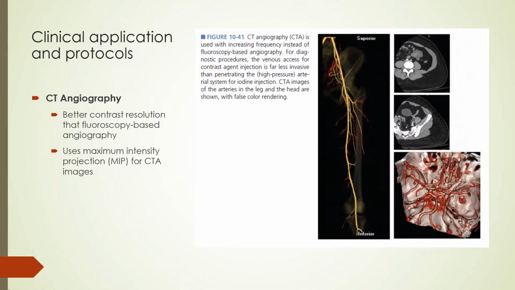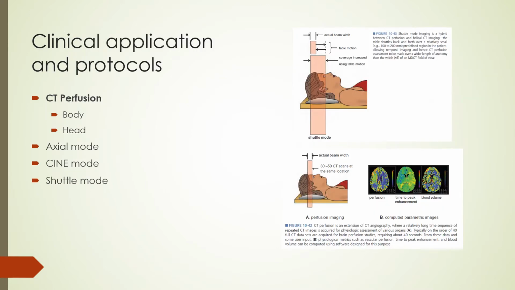The next application is in CT angiography or CTA. CTA has higher contrast resolution than traditional fluoroscopy-based angiography. CTA is contrast-enhanced CT, where the images are processed to highlight the vascular anatomy using image processing techniques. In general, maximum intensity projection procedures are used to produce excellent CTA images. Another application is CT perfusion.